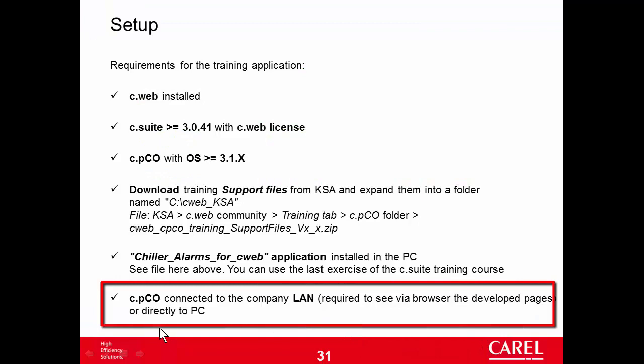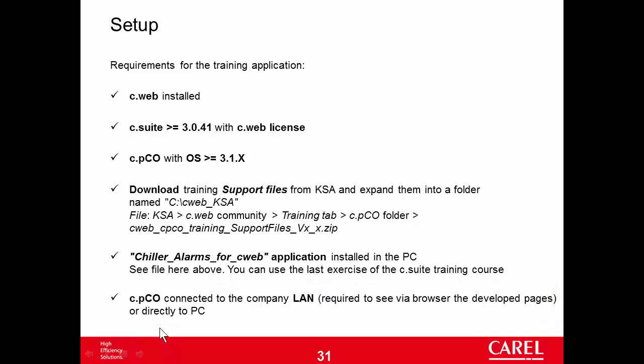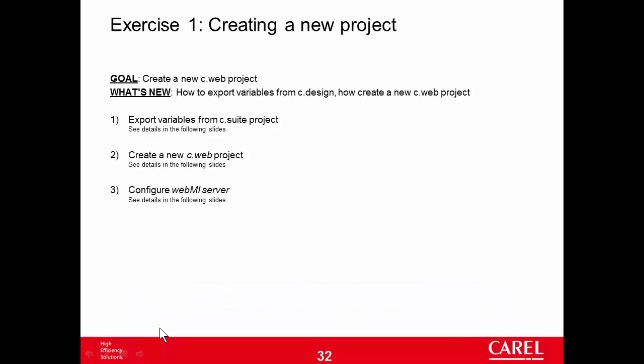Then I have to connect C.Pico and PC together. Okay, they are already connected. In fact, I have just downloaded via Ethernet. So here is our first exercise. Just create a new C.WEB project. Just this. I will split this in three parts.